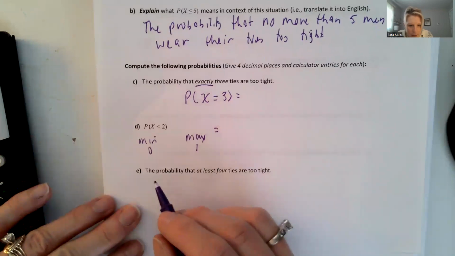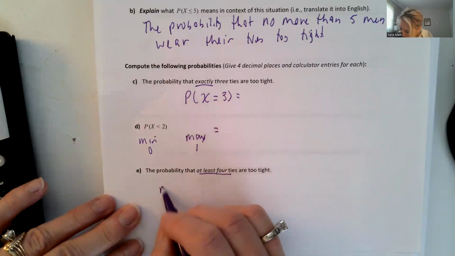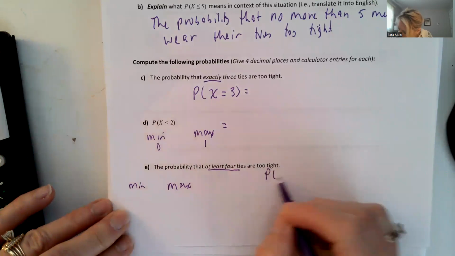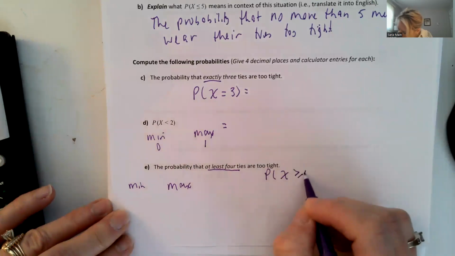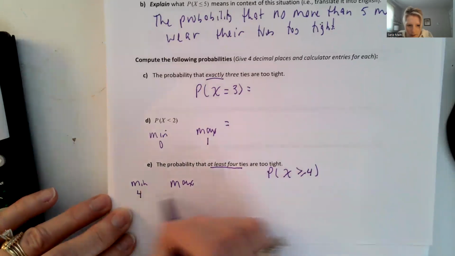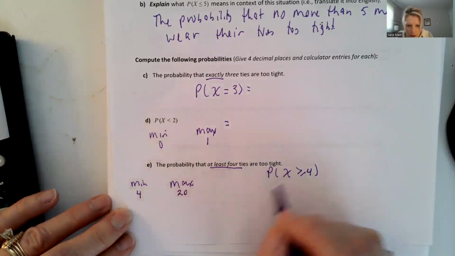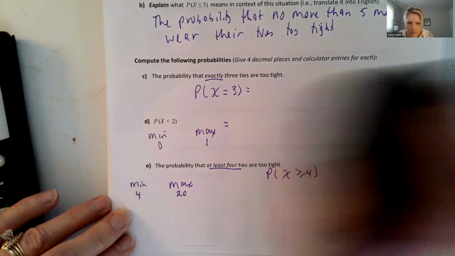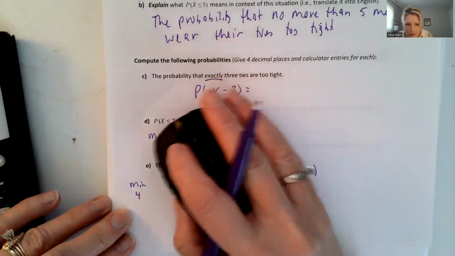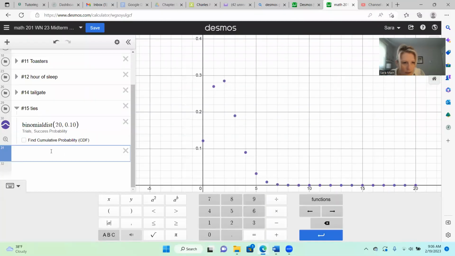And then E is the probability that at least 4. So in Desmos, because it's at least 4, that's greater than or equal to 4. We're including 4. So now our minimum is going to be 4, and it's going to go all the way up through 20. And it's cumulative because we want to include all of those outcomes. So let's head over to Desmos. And we'll put that in.